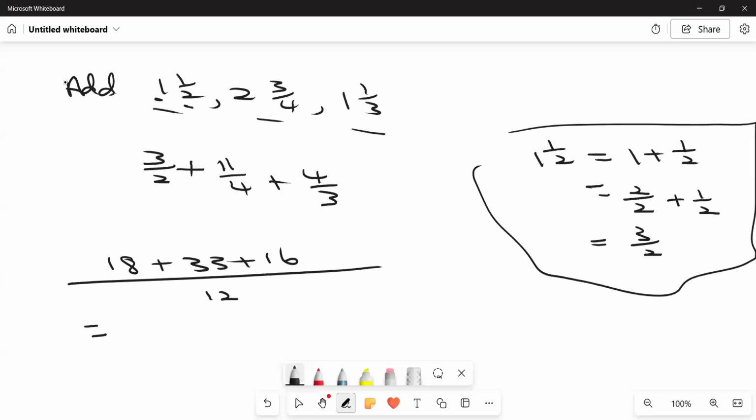18 plus 33 plus 16. We got 67. 67 over 12, which is the same as 5 and 7 over 12.